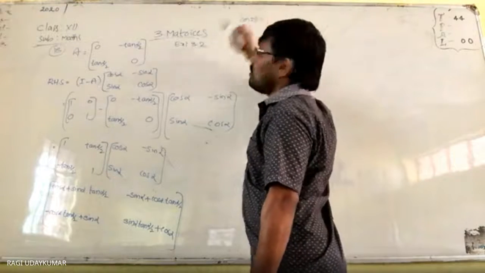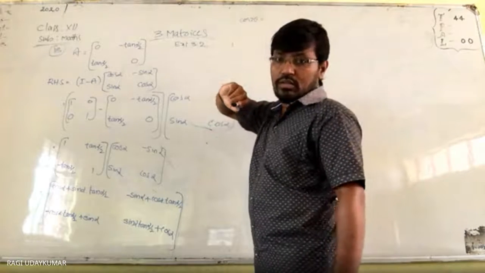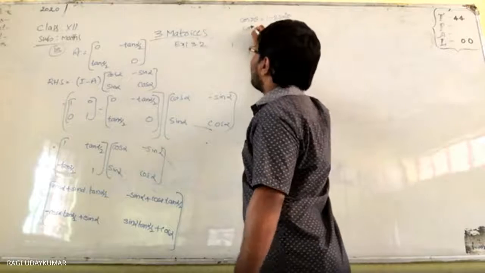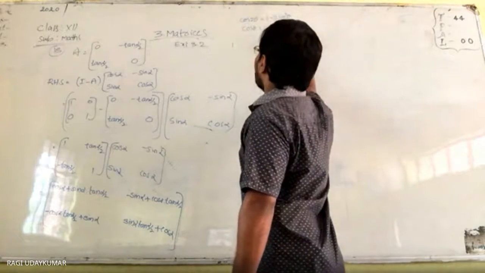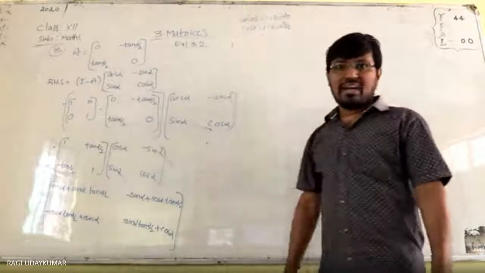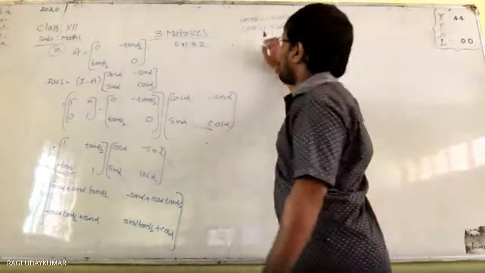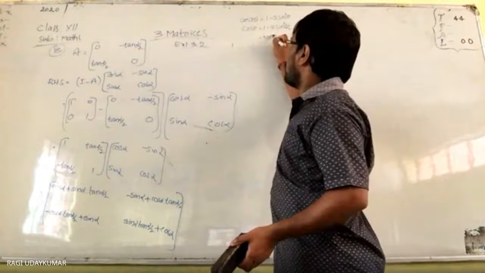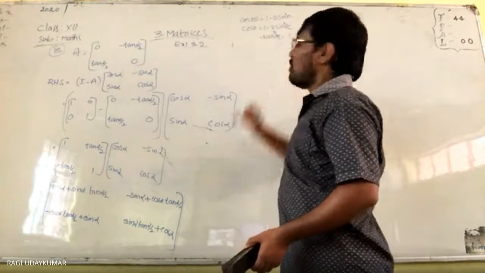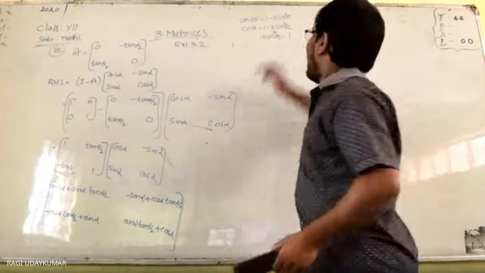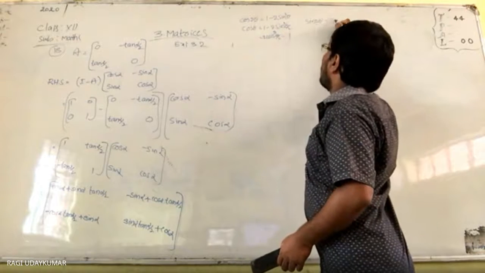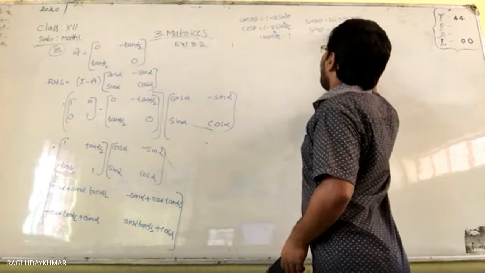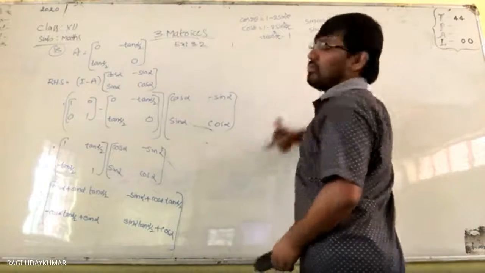Cos 2 theta is equals to 1 minus 2 sin square theta. So cos theta is equals to 1 minus 2 sin square theta by 2. In the same way, you can write 2 cos square theta by 2 minus 1. This can also be written as 2 cos square theta by 2 minus 1. And sin 2 theta is equals to 2 sin theta cos theta. So sin theta is equals to what you get? 2 sin theta by 2 cos theta by 2.